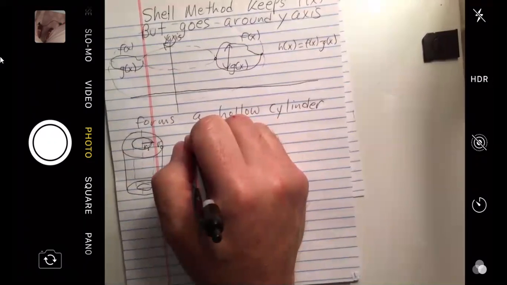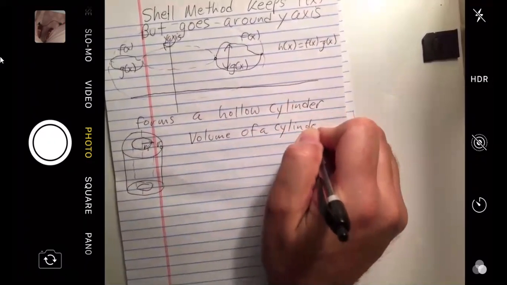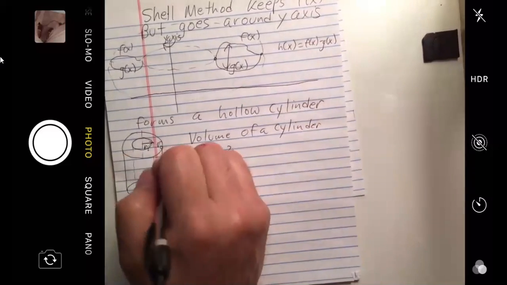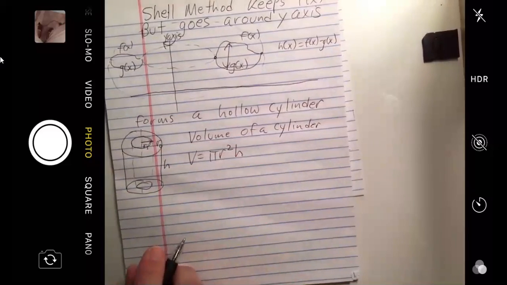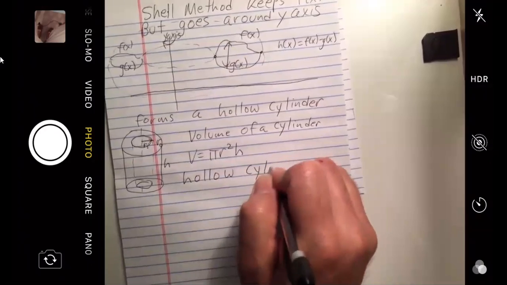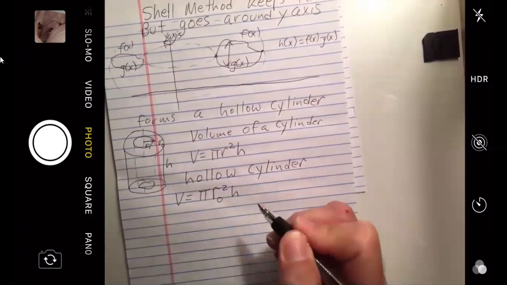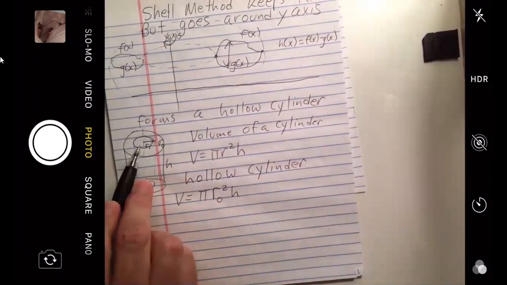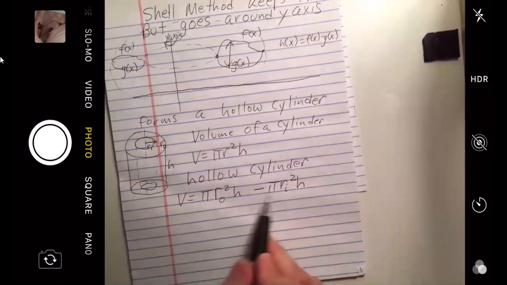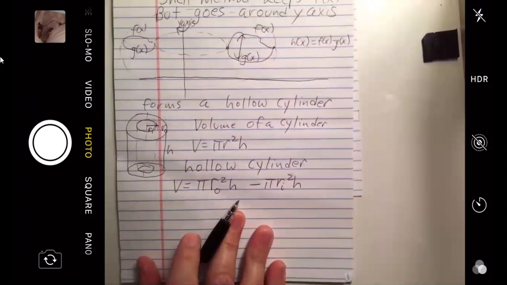You remember your formula for volume of a cylinder? It's pi r squared, which is the area of one end, and we'll call the height h: pi r squared h. If I'm going to do a hollow cylinder, I'll start with pi r outer squared h. But you see, that's the entire thing, including your hollow core. So I'm going to subtract off pi r inner squared h, which gets rid of that hollow core. And that leaves your solid part of it.